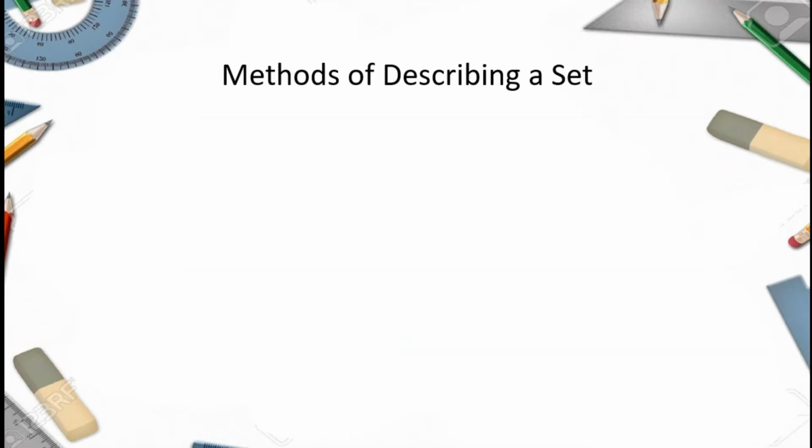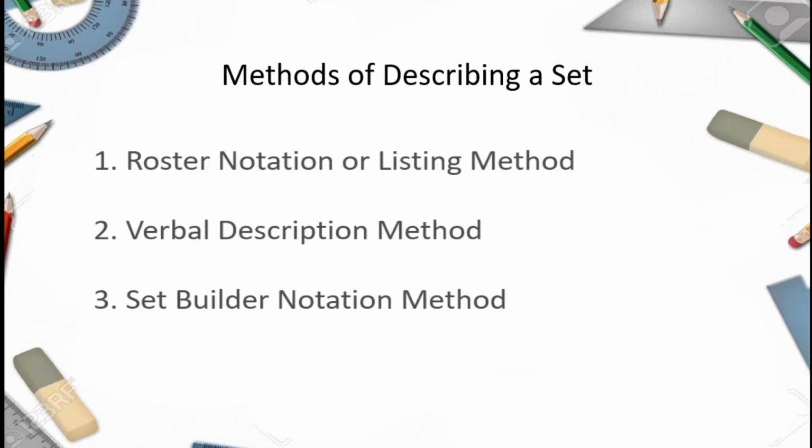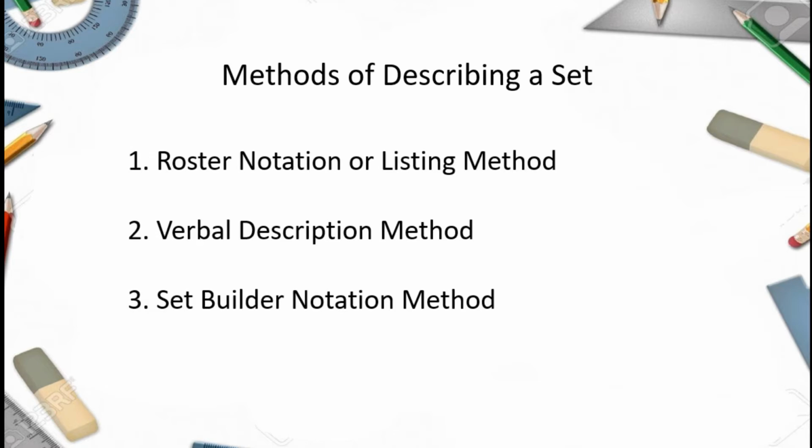We have three methods of describing a set. The first one is what we call roster notation or the listing method. The second one is the verbal description method. And the third is the set builder notation method.